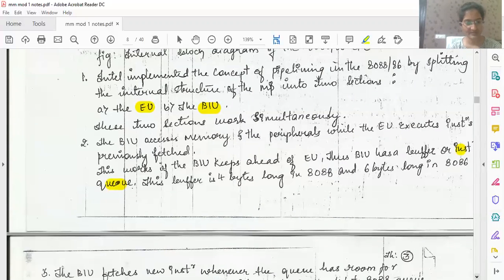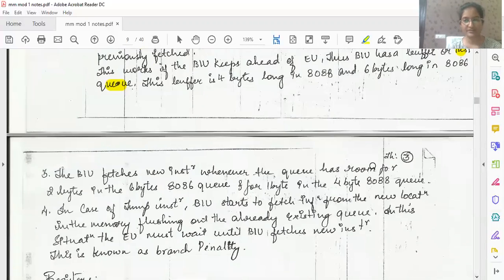Here this buffer is 4 bytes in case of 8088 and 6 bytes in case of 8086, which I told, isn't it? The BIU fetches a new instruction whenever the queue has room for 2 bytes in case of 6 bytes, that is in case of 8086, and if there is room for 1 byte of instruction, then it will fetch the immediate next instruction in case of 8088.